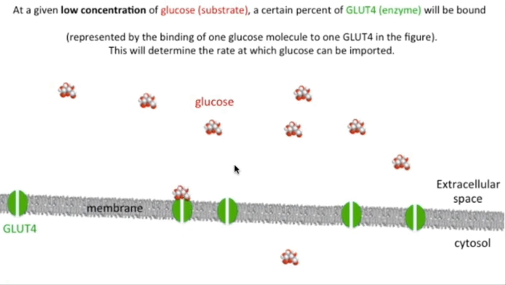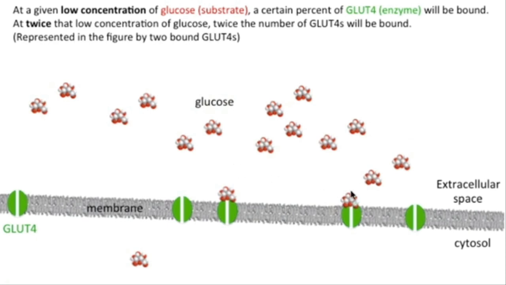So let's double the amount of glucose. Now, if there's twice as much glucose extracellularly, probably a couple of these are bound, and that means that they will be going in at a rate twice as fast.